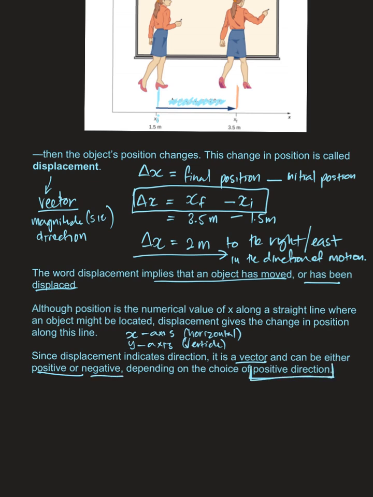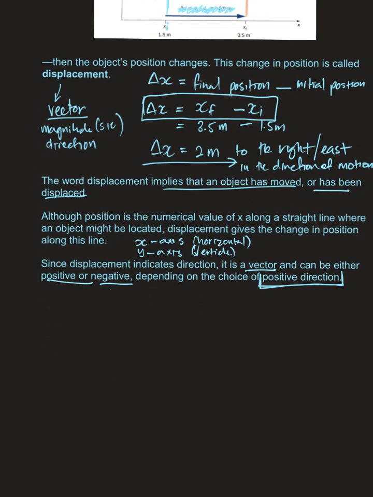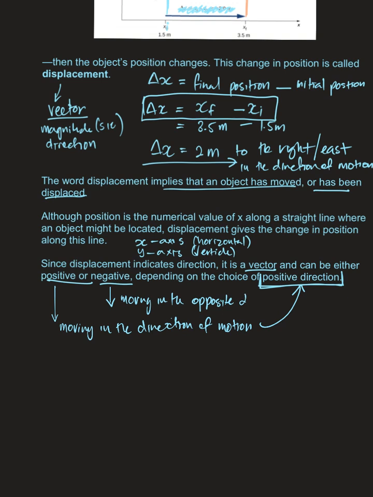Remember, we said we must choose. Another thing, if you get a positive value, it's moving in the direction of motion. All right, so it's the one we chose as positive. If it's negative, it's moving in the opposite direction of motion.